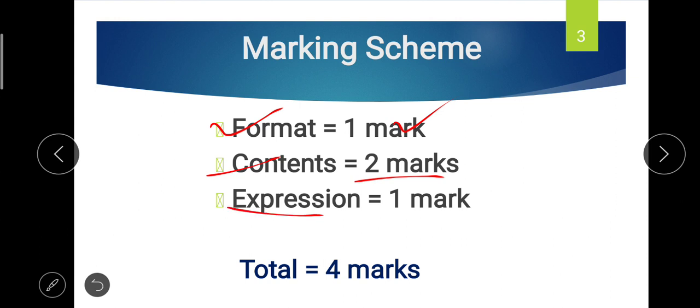Next is expression. Expression contains 2 things in it. First is grammatical accuracy and second is style. Style means selection of the words and selection of the sentence structures. So if our expression is good, we will be awarded 1 mark. If the whole notice is as per the given guidelines, then we can score 4 out of 4, because the total marks for notice allotted by the board are 4.